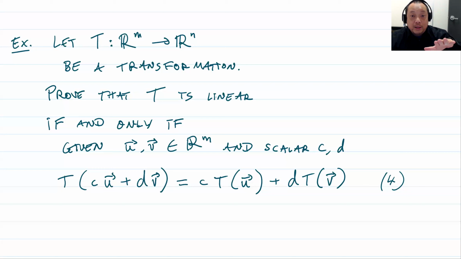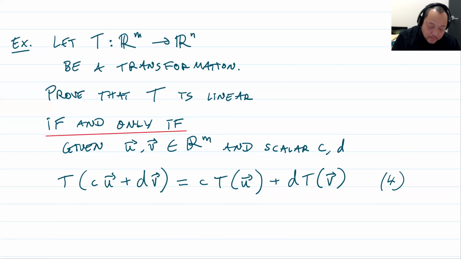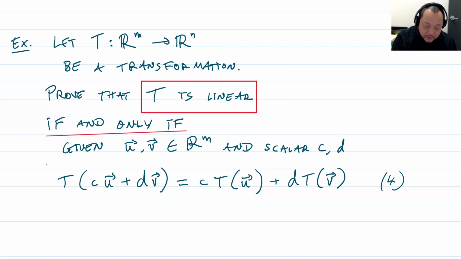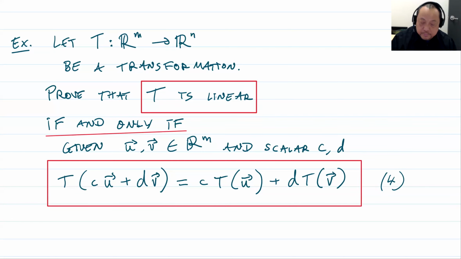Let's prove this. But before you prove it, let me explain what it is that we're proving here. We're proving an if and only if statement. So that means we have to go from here to there and also from there back to here. We have to go both ways. We have to go from T is linear to this number 4. But what does it mean for T to be linear? For T to be linear, it's 1 and 2, right? Property 1 and property 2.